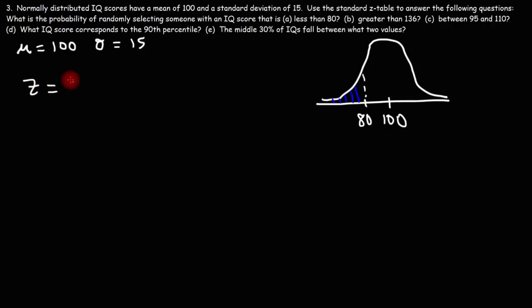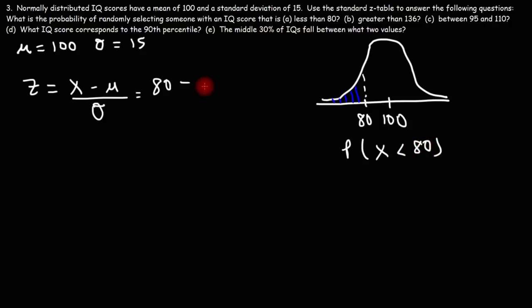So we know that z is going to be x minus the mean divided by the standard deviation. x is 80 based on this problem. We're trying to find the probability that x is less than 80. The mean is 100 and the standard deviation is 15. So 80 minus 100 is negative 20. Negative 20 divided by 15 is negative 1.33. It's negative 1.3 repeating, but we're going to stop it at negative 1.33.